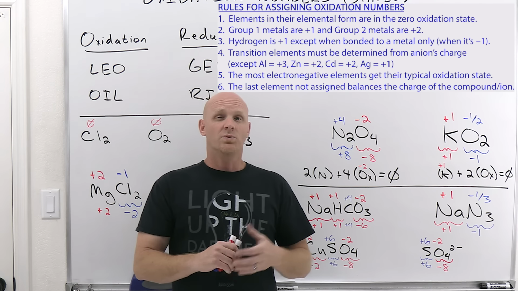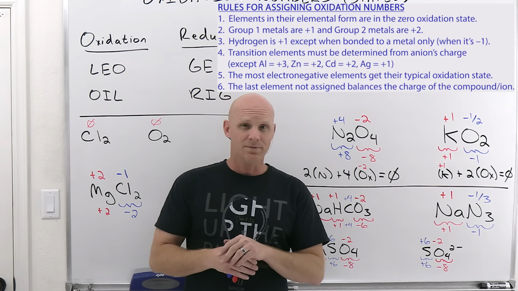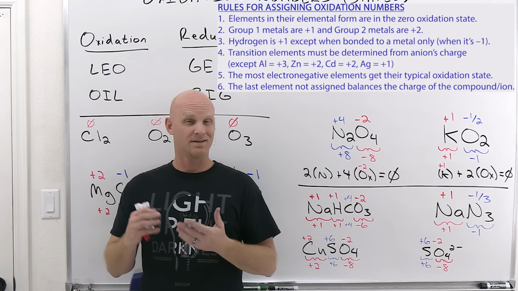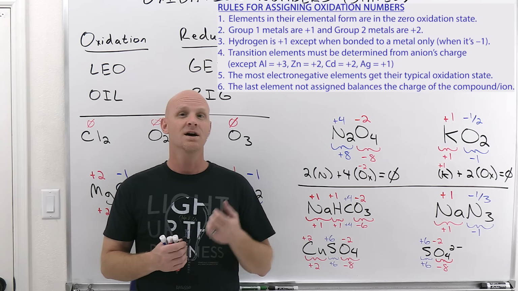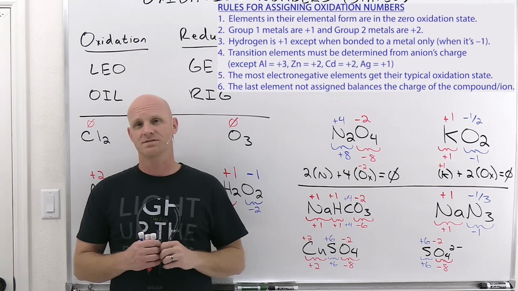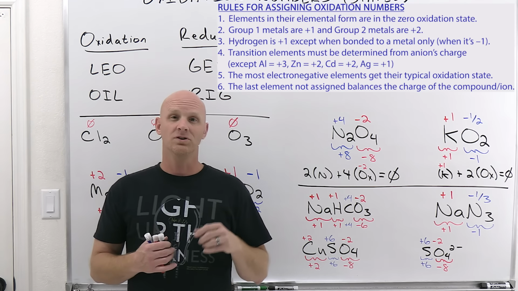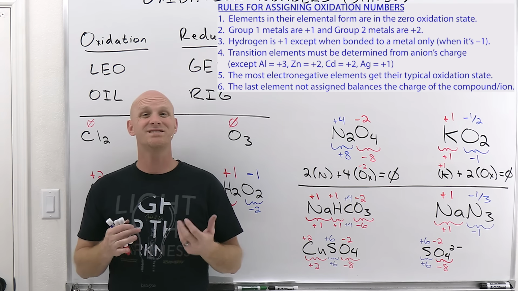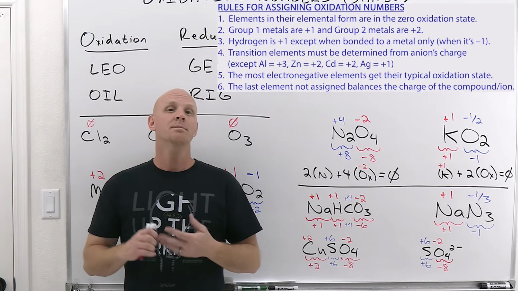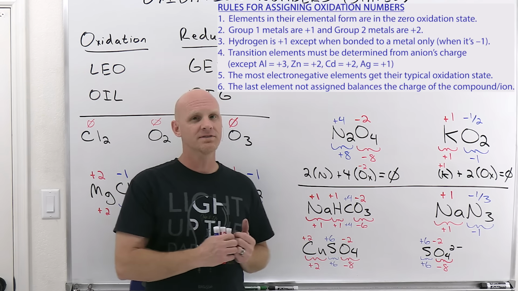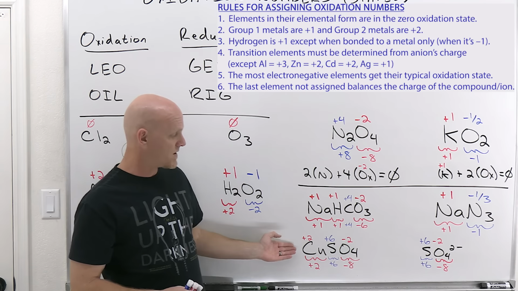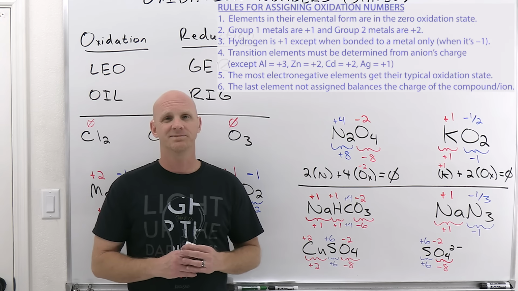One thing to note as well, rule number 4 in dealing with transition elements. So the reason there is a rule number 4 like that is because transition elements can often take on multiple oxidation states, but you should know the 4 exceptions. So in a compound, aluminum is always +3, cadmium and zinc are always +2, and silver is always +1. But for all the rest of the transition elements, you'll have to figure out what they are based on what anion they're with, the same way we did for copper right here.